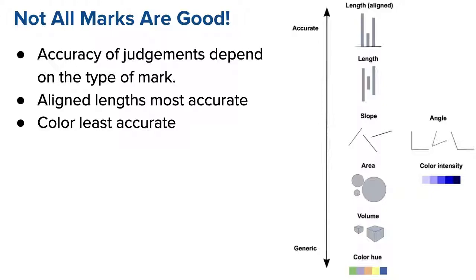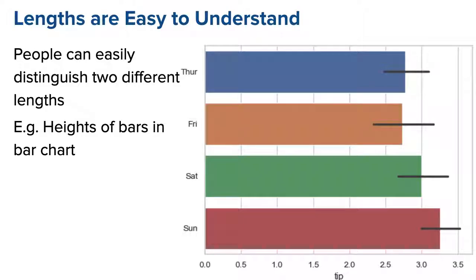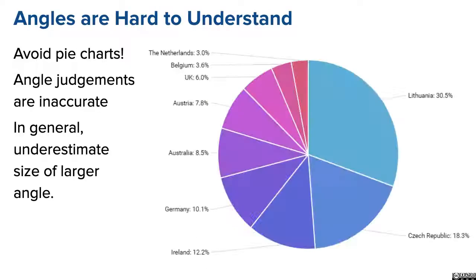Another interesting result of perception experiments is that not all the marks are equally good, all right? So it turns out that the human eye is a lot better at distinguishing lengths than some other marks that you can choose. So for example, if I have a bar chart, it's easy to see that the blue bar on the top here is slightly longer than the orange bar right below. But it's not so easy to distinguish angles. Okay, so angles are not accurate.